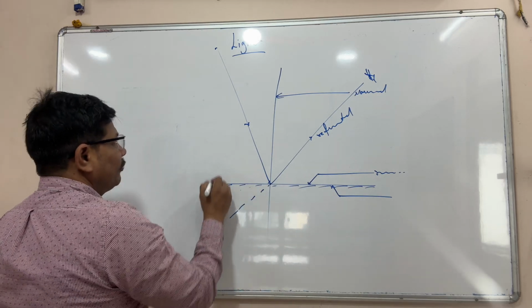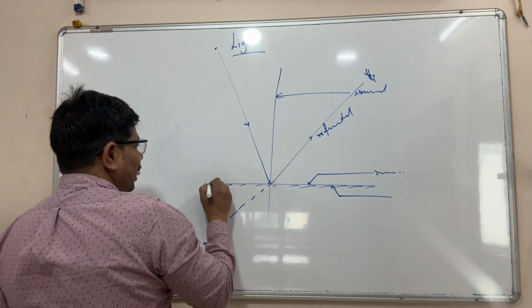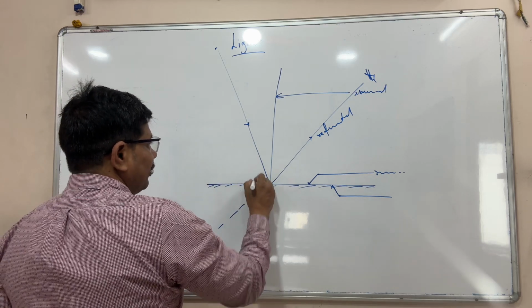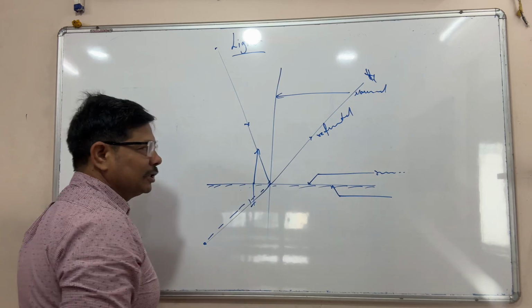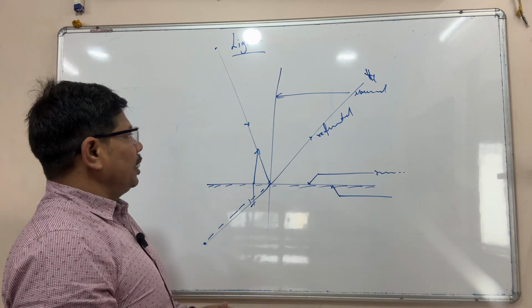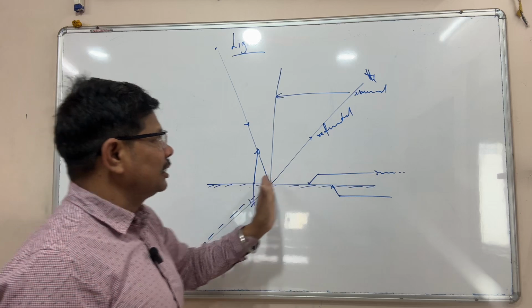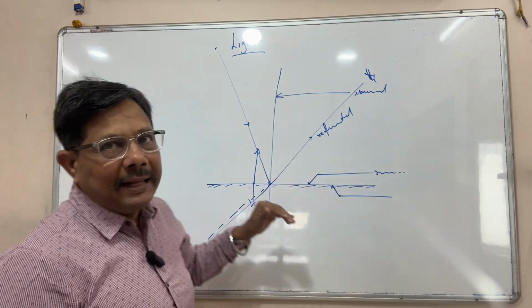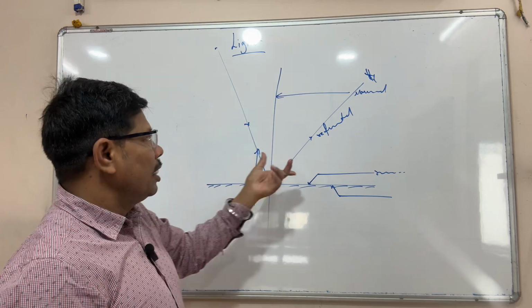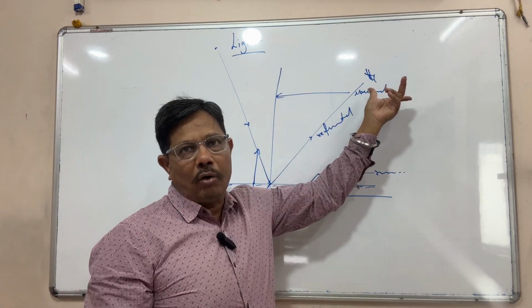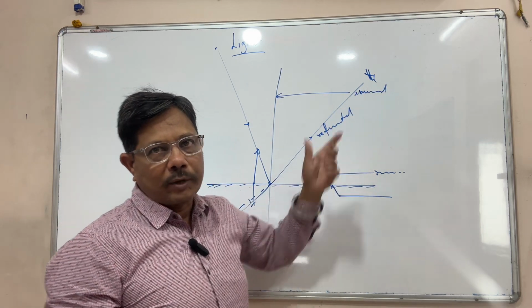Okay. If this is the object, then this will be the image. So this is the incident ray, this is the reflected ray. For the incident ray, you show the arrow downward. For the reflected ray, show the arrow on the other side. Okay.